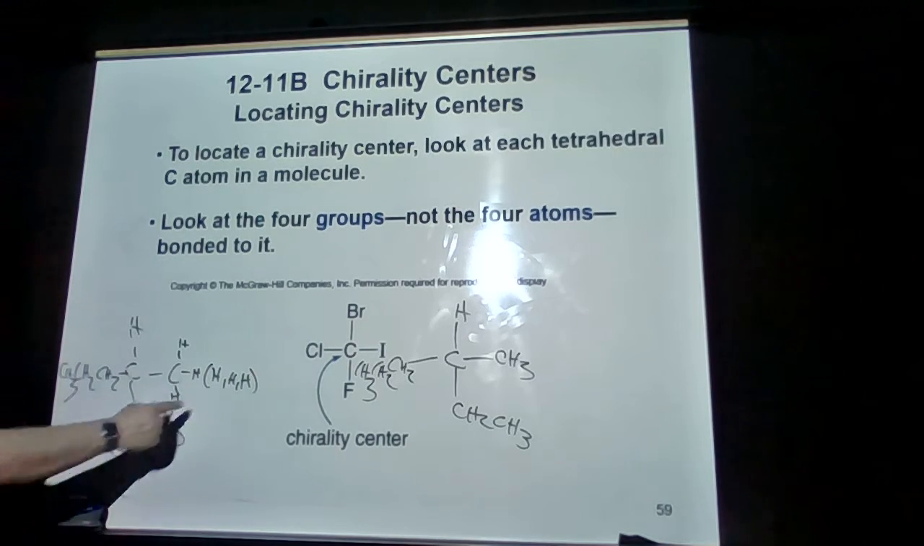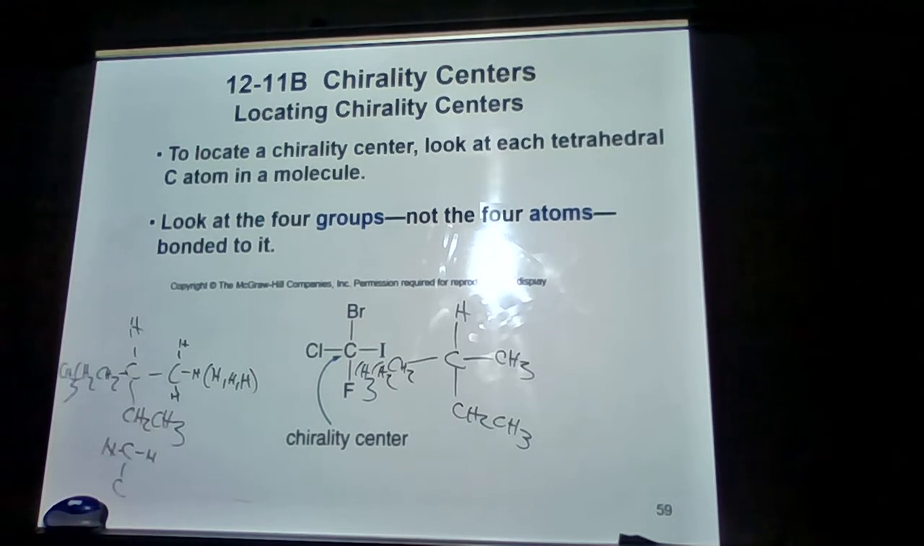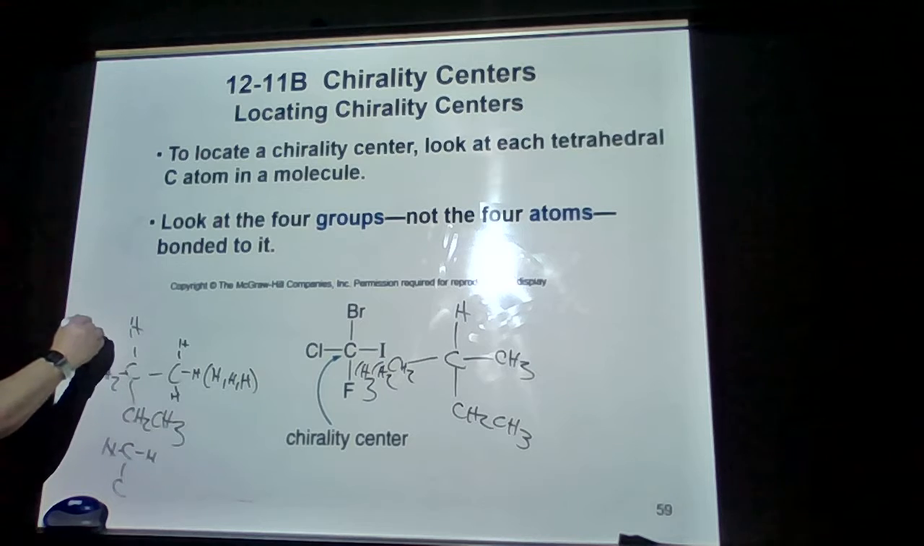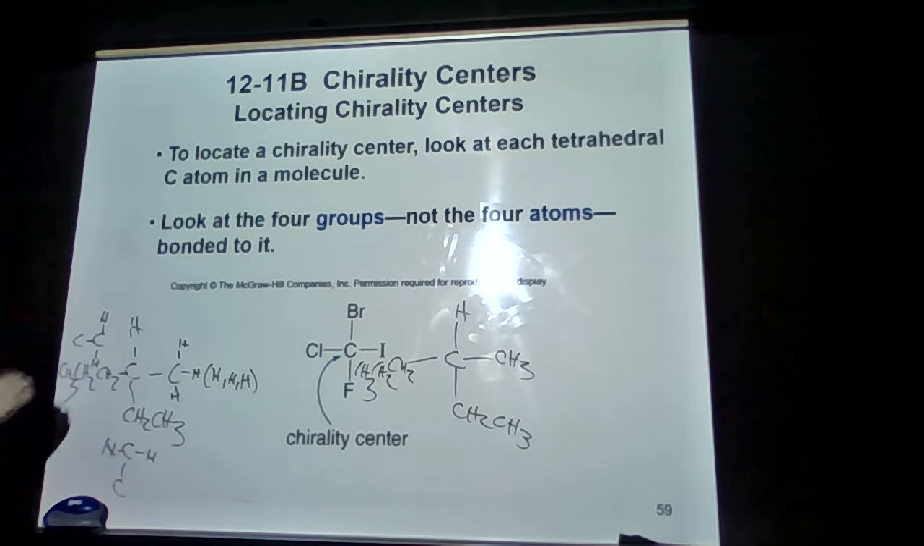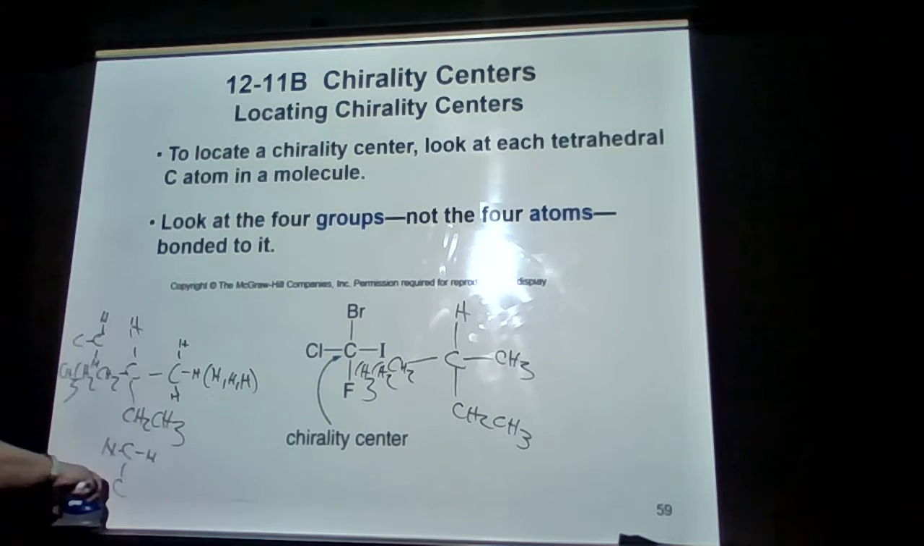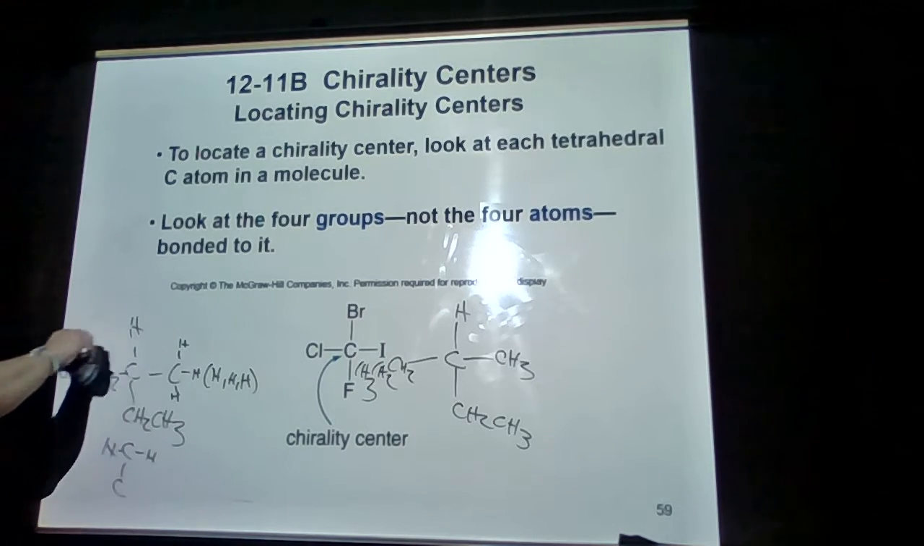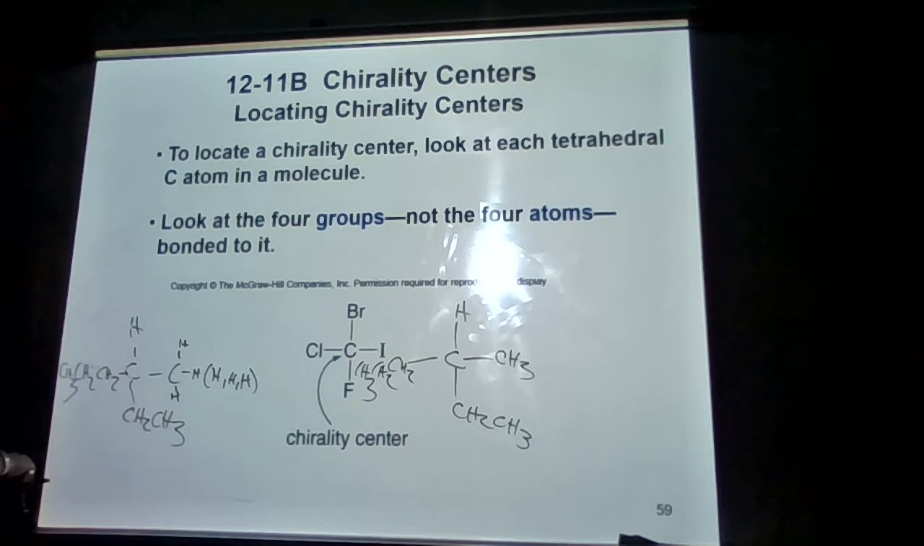Well, this is not the same as that. But what about this guy? Is this different than that? Well, the first bonding, we have C, H, H, C. So C, H, H, C and C, H, H, C. Those are identical. Go to the next group. What is bonded to that next carbon? So we've identified and couldn't do anything there.